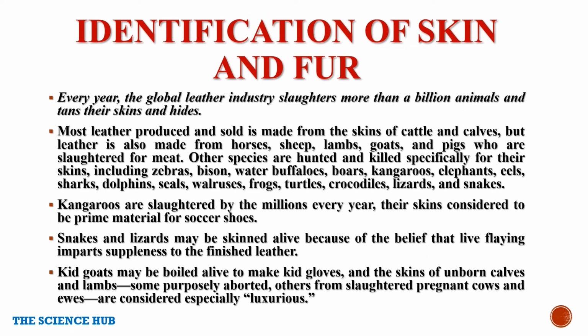Kangaroos are slaughtered in millions every year. Their skin is considered to be a prime material for soccer shoes. Snakes and lizards may be skinned alive because of the belief that the live flaying imparts suppleness to the finished leather. Kid goats may be boiled alive to make kid gloves, and the skins of unborn calves and lambs, sometimes purposely aborted, other than slaughtered pregnant cows and ewes, are considered especially luxurious.